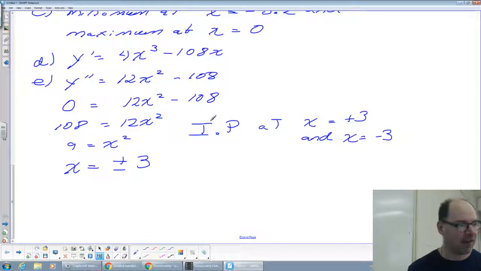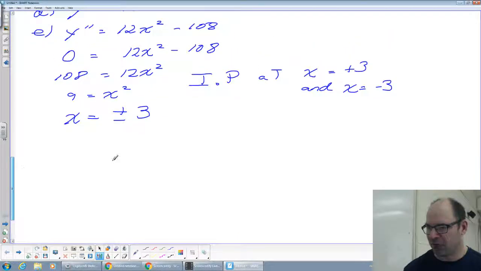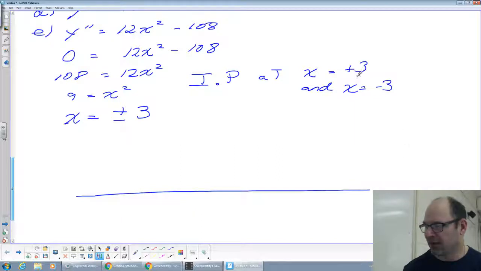Now, how do I get the area of concavity? I look at the second derivative and see where it is positive and where it is negative to determine whether it's concave up or concave down. So we do another sign analysis, looking at the inflection points of 3 and negative 3.